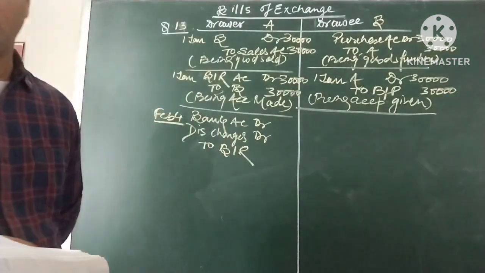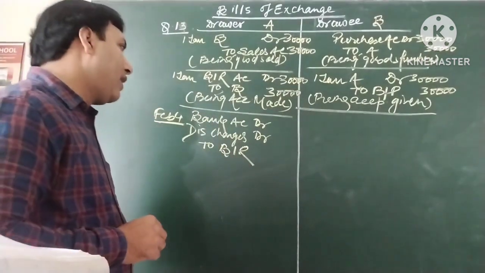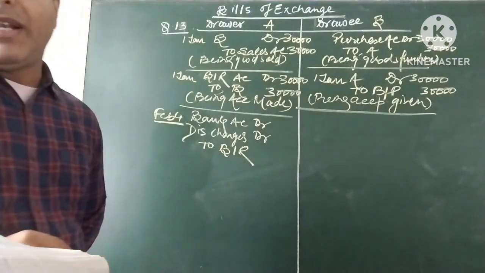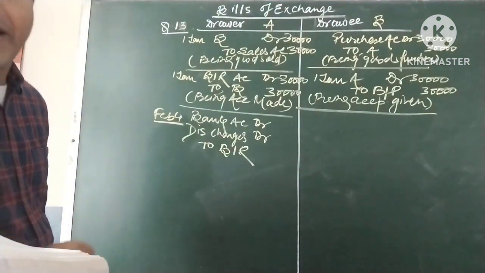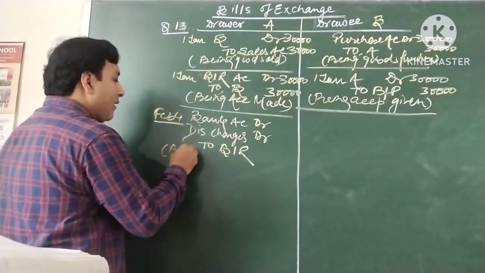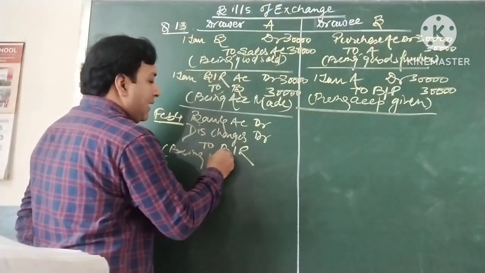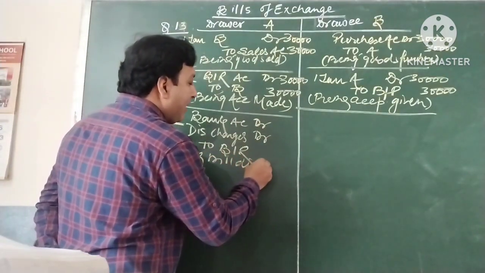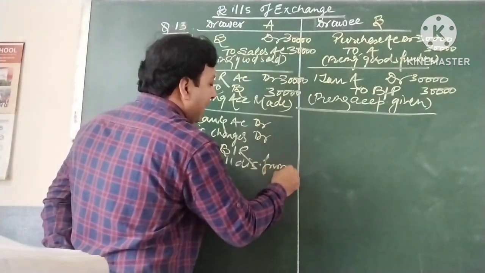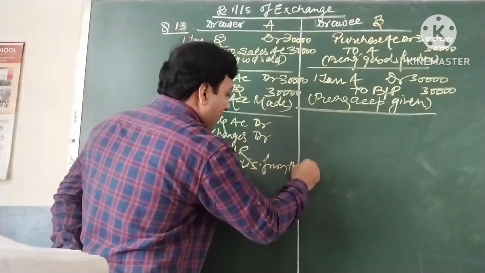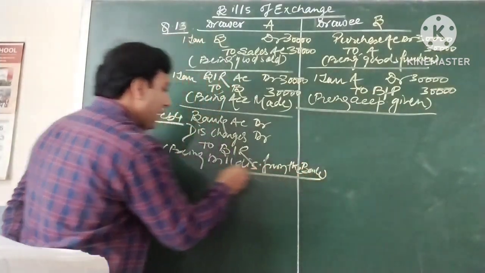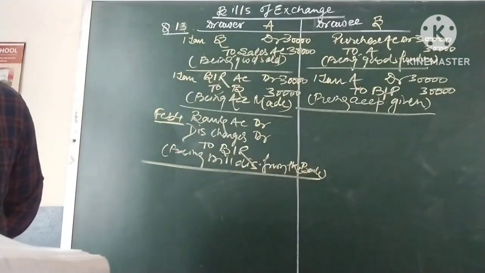बिल डिस्काउंट करा रहा है बैंक से और बैंक क्या करेगा? ए को पैसा दे करके और बिल अपने पास रख लेगा. ठीक है. सो बिल discounted from the bank. Is it clear? Now see the next thing.